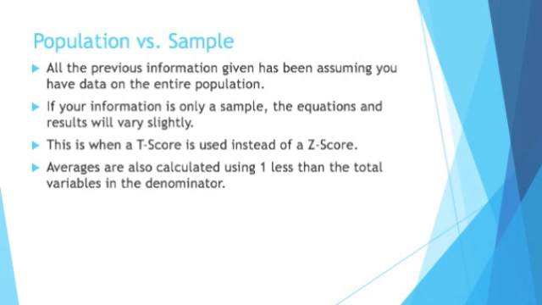All the previous information I gave you has been assuming you have data on the entire population. So for our bacon example, we live in a world of just 30 people. If your information is only a sample, our equations and results will vary slightly. So instead of a z-score, you'd calculate a t-score. Averages are also calculated using one less than the total variables in the denominator. Another good rule of thumb is to have a good sample. So to have a sample and be able to relate it to the entire population, you need at least 30 points of data. That's a hard, fast rule that's followed a lot in statistics.